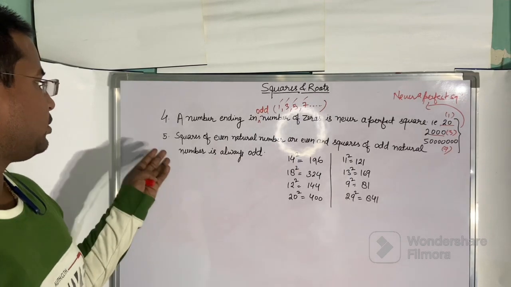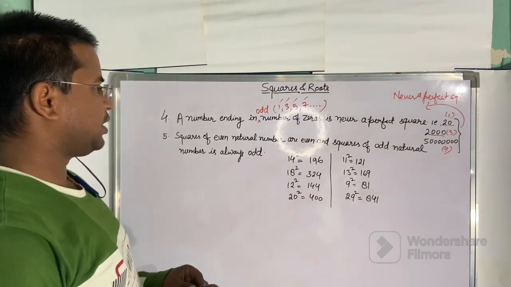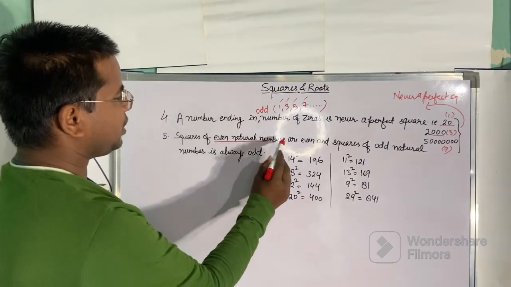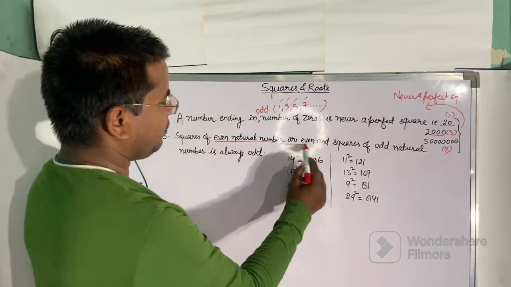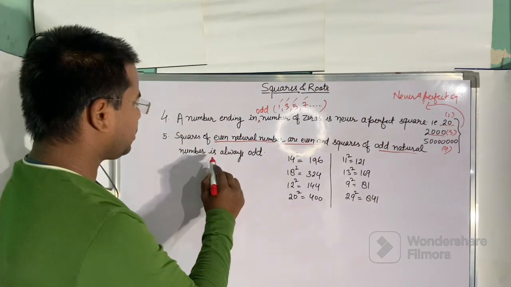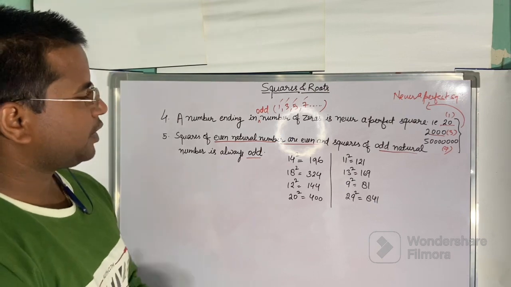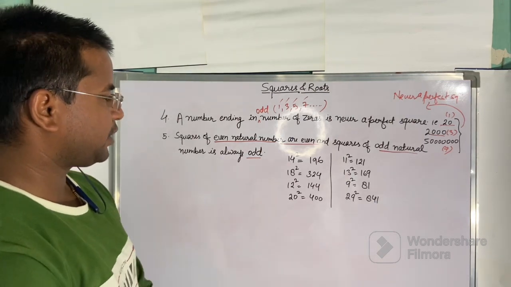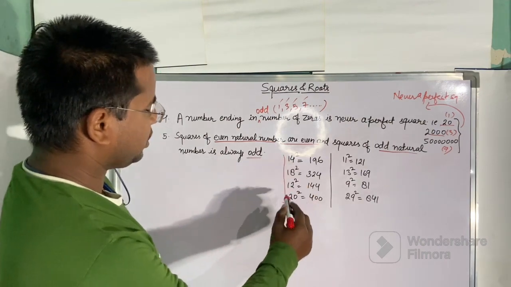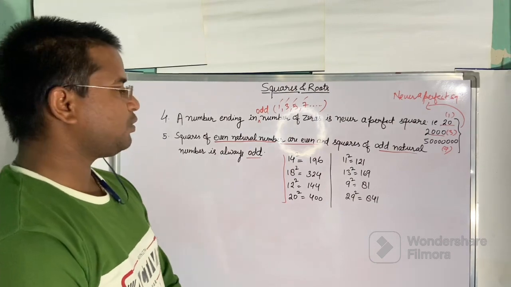Second, it is concept number, or rule number 5. It is very easy and well known also. The square of an even natural number is even, and the square of an odd natural number is always odd. For example, 14 square, 18 square, 12 square and 20 square. These are even numbers, that means they are totally divisible by 2.